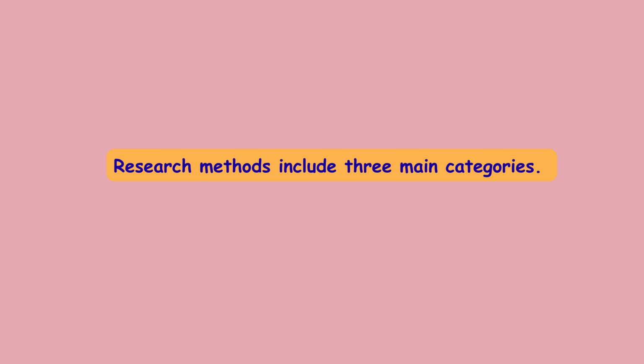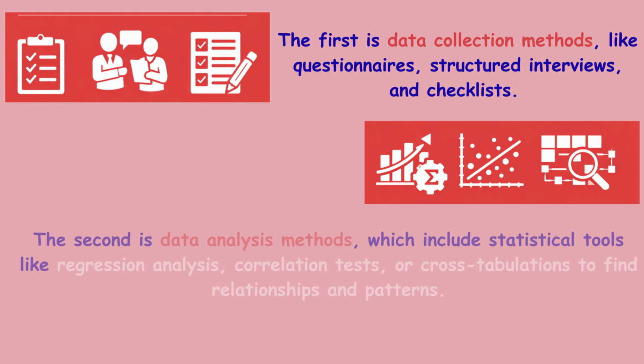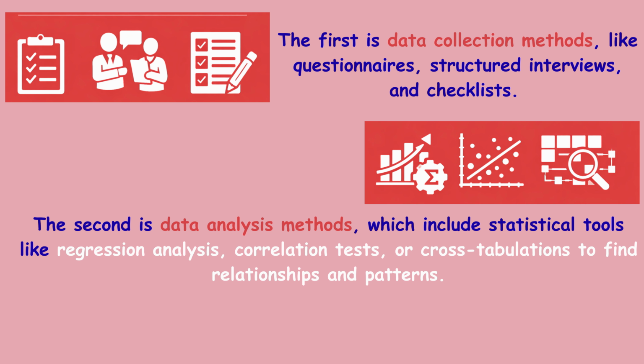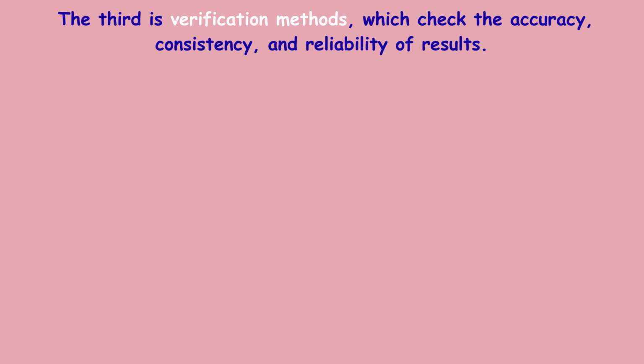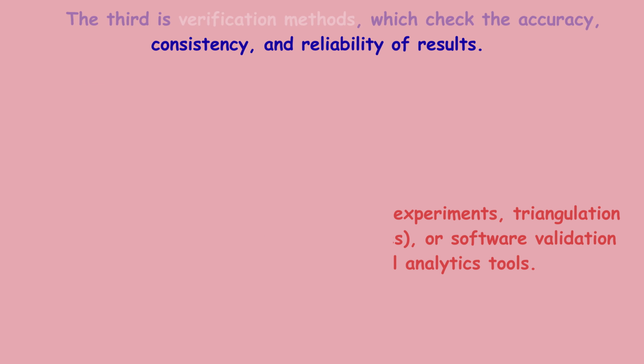Research methods include three main categories. The first is data collection methods, like questionnaires, structured interviews, and checklists. The second is data analysis methods, which include statistical tools like regression analysis, correlation tests, or cross-tabulations to find relationships and patterns. The third is verification methods, which check the accuracy, consistency, and reliability of results. This can include repeating experiments, triangulation, using multiple data sources, or software validation like SPSS or Excel analytics tools.